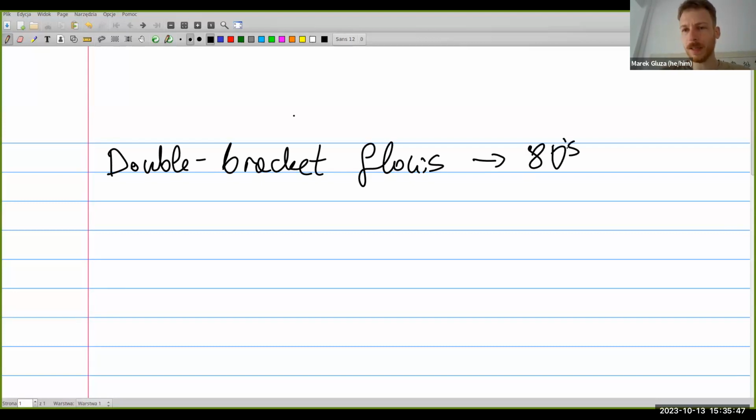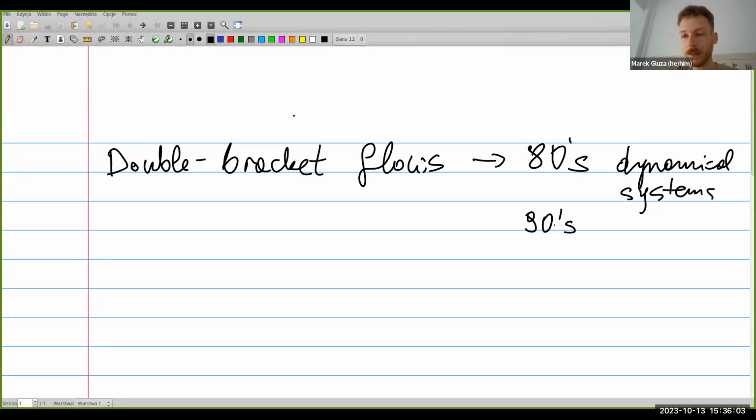And maybe 80s and 70s, but let's say I will say 80s in dynamical systems. And in 90s, it seems an independent development in condensed matter physics. Okay, so this is more or less where it appeared. And it's a way of constructing unitaries that do something nice.